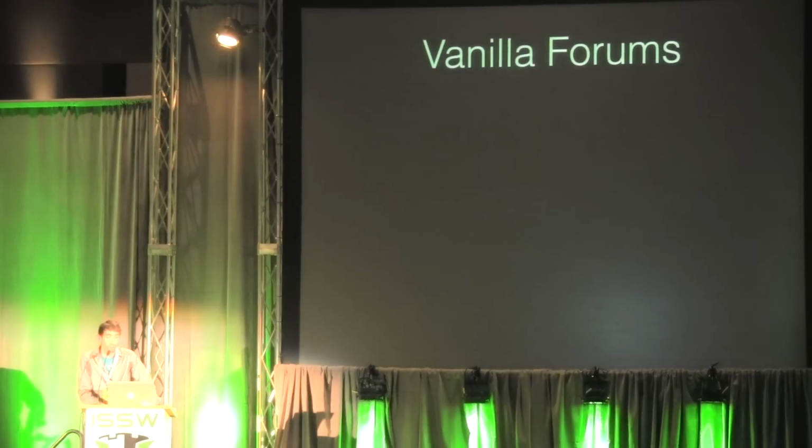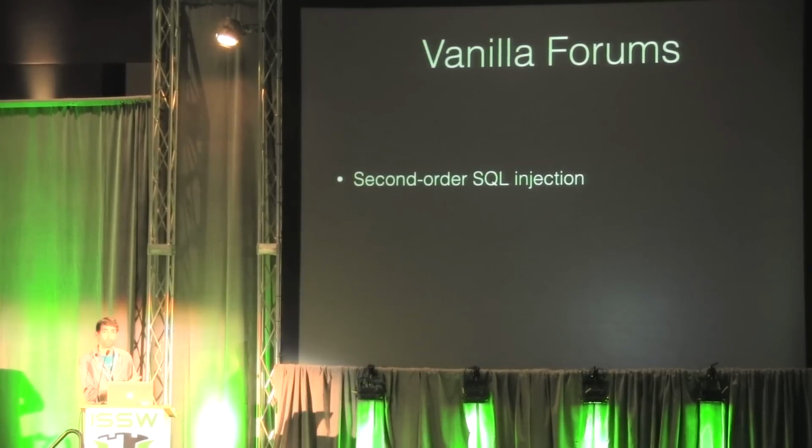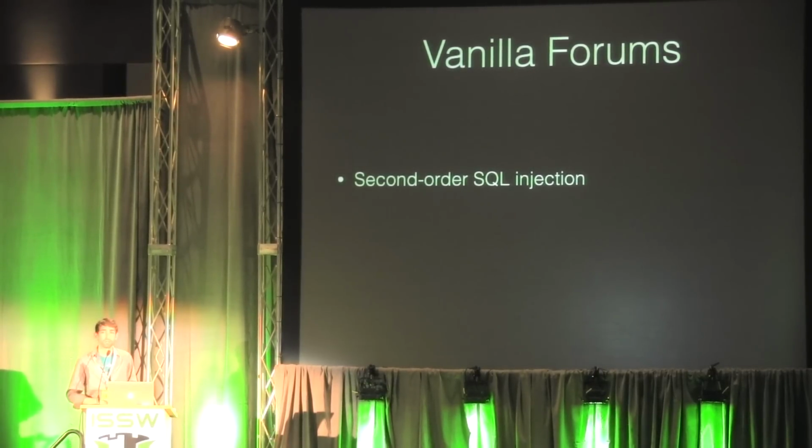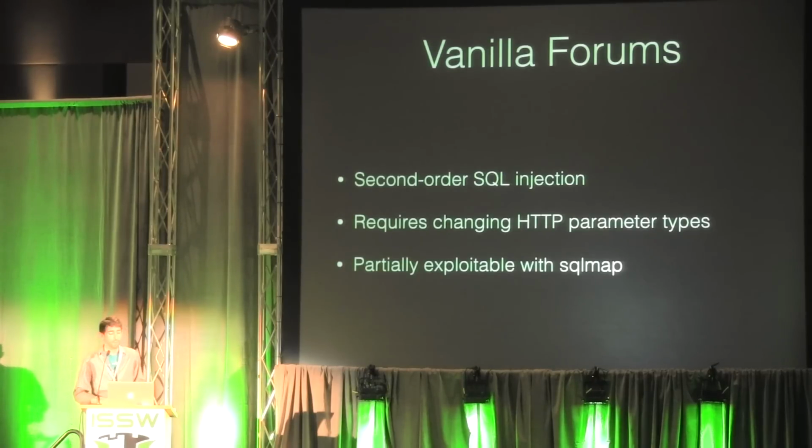Okay, Vanilla Forums. Again, if you took my training this week, you would have written a Metasploit module that exploited this. This is a second-order SQL injection. You can technically get away with exploiting it via just a first order, but to fully exploit it, you actually require a second HTTP request. The vulnerability requires changing HTTP parameter types. Because the PHP application is weakly typed, you can actually dictate the type that the HTTP parameter is going to be interpreted as on the server side. And it is partially exploitable with SQLMap. We will end up exploiting it fully, and I'm going to show you how to partially exploit it with SQLMap here.